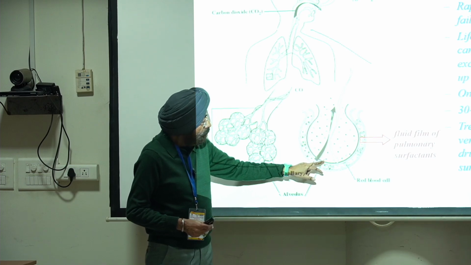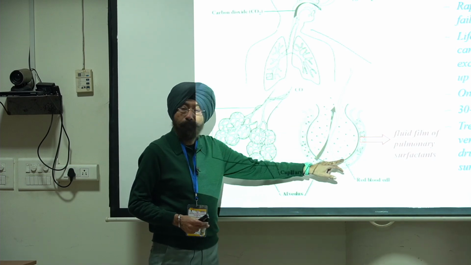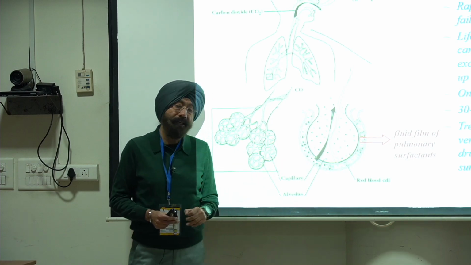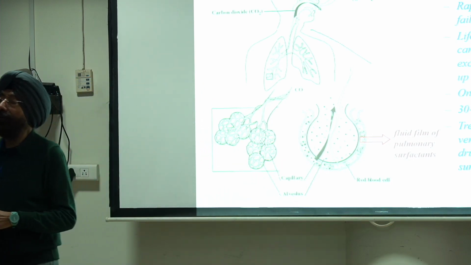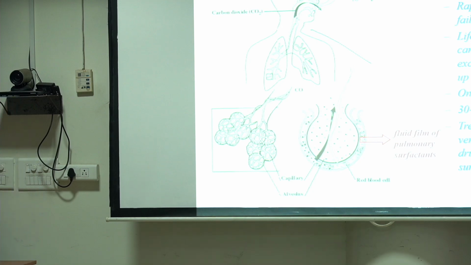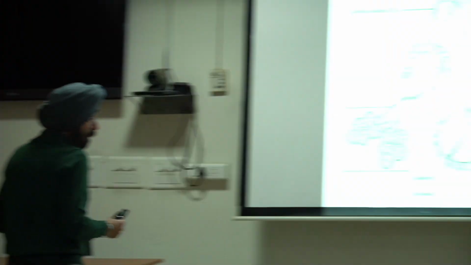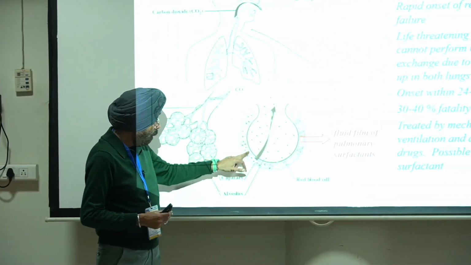The film of the biological surfactant that lines the alveolus is very, very important. Anybody who has a lung problem, whether because of pollution or any other reason, may have a film that is not continuous. This film is not continuous.